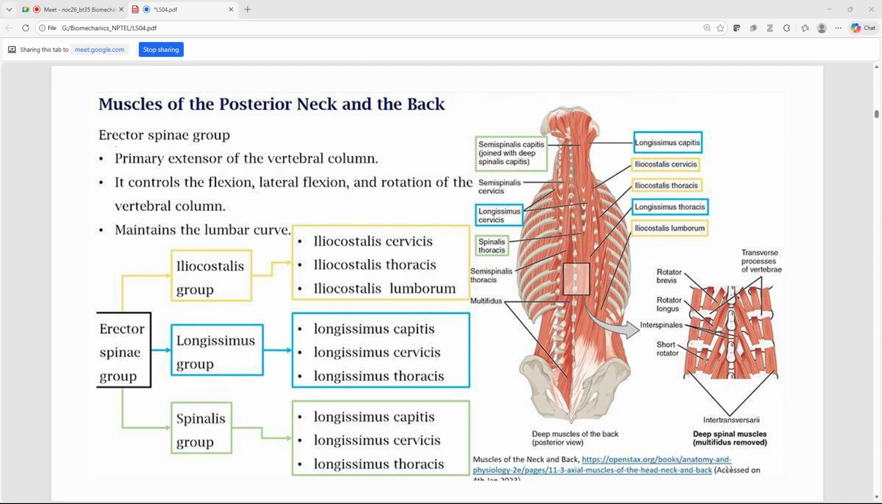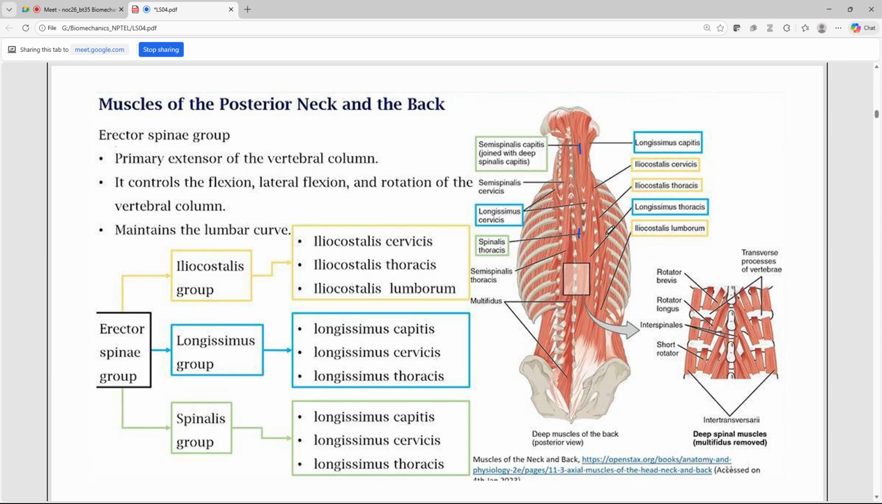Our question was the location of these groups. So the first option is the spinalis group is most medially located and iliocostalis is most laterally located. Spinalis group, if you see the ones in green, that is this here and also this one here. This is the most medial, that is most inward towards the medial plane. So here you can see it's in the inward plane only.